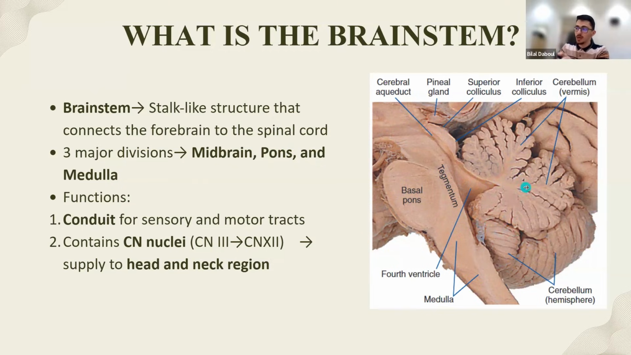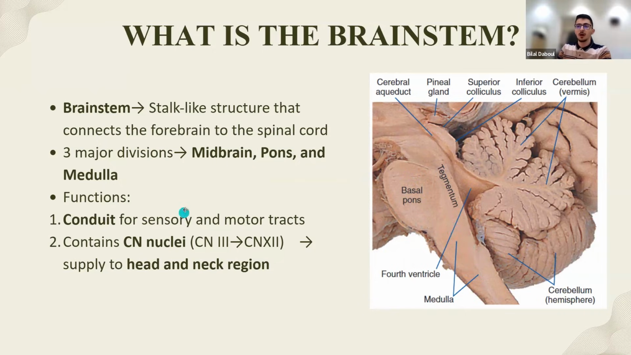So this is the cerebellum, which is located posteriorly. You have the fourth ventricle here, which lies posterior to the medulla and the pons. And grossly, when you look at the brainstem from the front, it looks like it is connecting the two cerebellar hemispheres. And finally, you have the medulla, which again connects the brainstem to the spinal cord.